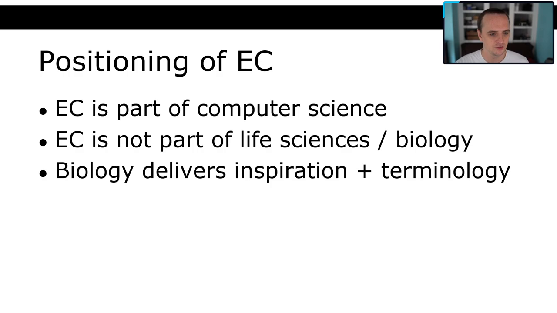Essentially what happened was that in the pursuit of new algorithms, some very smart people looked toward nature and said, nature's pretty smart. It produces some really cool stuff. How does nature do things? Oh, evolution. Evolution's pretty cool. Let's try and simulate evolution in an algorithm. And that's what evolutionary computation is.